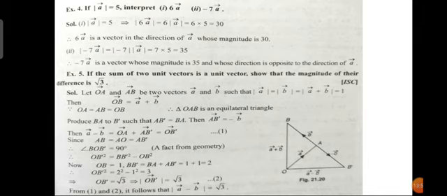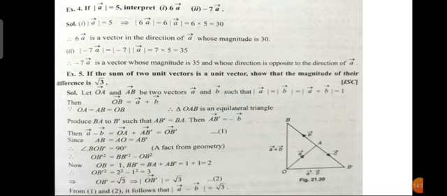If the magnitude of vector A is 5, then find the magnitude of 6 times vector A. Here 6 is a scalar multiplying vector A. The modulus of 6 times vector A is the modulus of 6 times the modulus of vector A. The modulus of 6 is 6, and the modulus of vector A is 5. So 6 times 5 is 30. That is the magnitude.